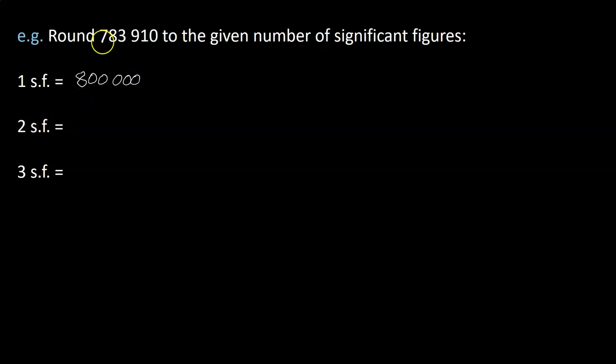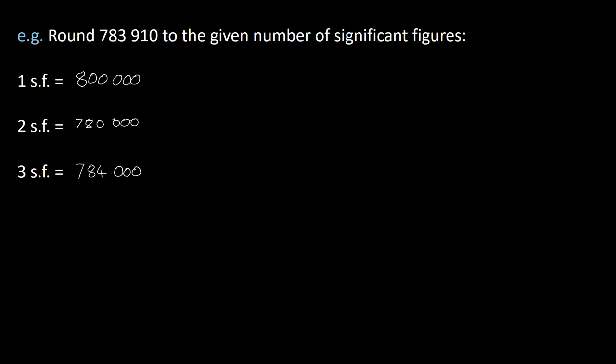Two significant figures, I have 1, 2, reading from the left, then I look at the next one to see whether I round up or round down. This is a 3, so I round down to 780,000. 3 significant figures, 1, 2, 3 figures. Look at the next one, it's a 9, so that means I round up to 784,000.